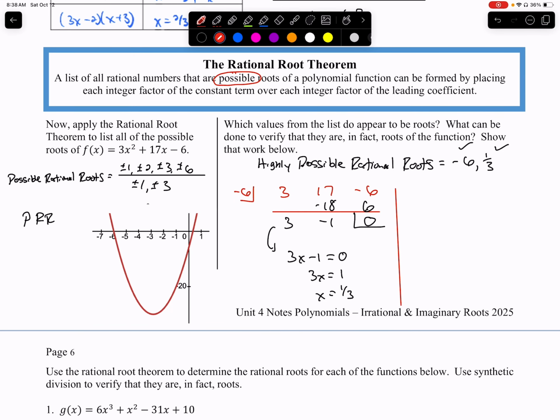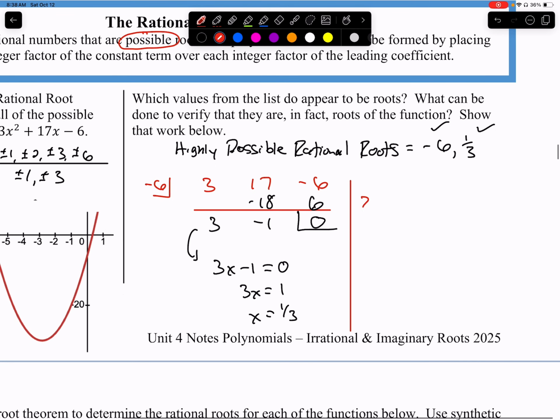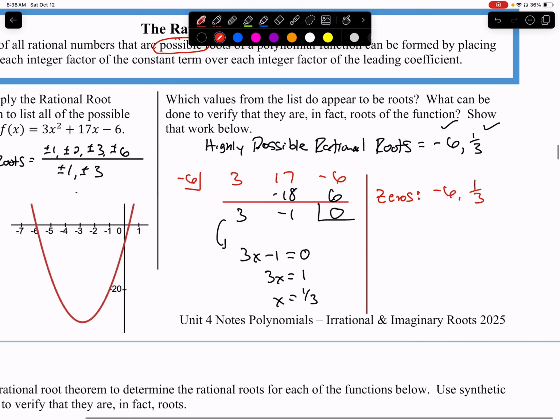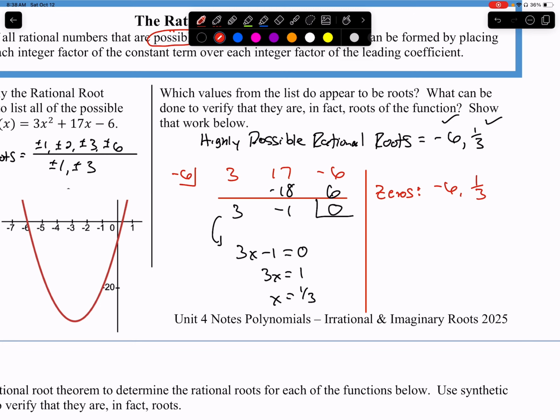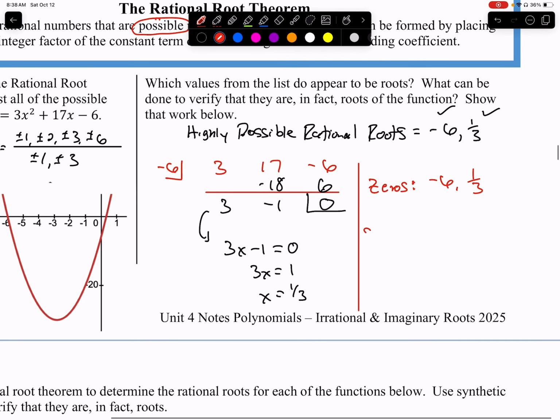So, long story longer, what are the zeros of this function? -6 and 1/3. And further, if we wanted to write this in factored form, using this method, obviously this is easy to factor without this. But if we wanted to write this in factored form, this would be f of x. And then for each of your solutions, you're going to subtract that from x. So I'm going to have x minus a -6, which is x plus 6, and x minus 1/3.